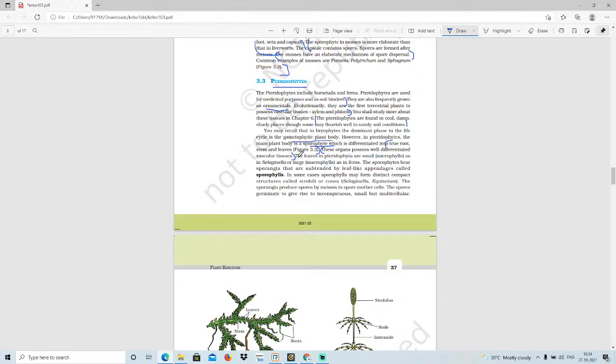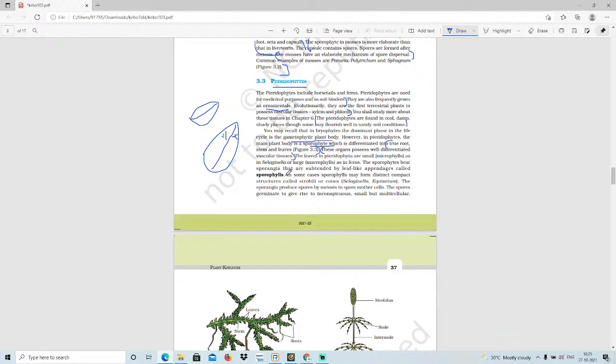These organs possess well differentiated vascular tissues, like xylem and phloem. The leaves in pteridophytes are small microphylls. Microphylls in the sense that they do not have a lot of veins. They will only have one vein. And macrophylls means that the leaf has a lot of sub-branches of veins, like this. You could have practically seen both types of leaves in daily life. So the leaves are small in Selaginella and large in ferns. Microphyll in Selaginella and macrophyll in ferns.